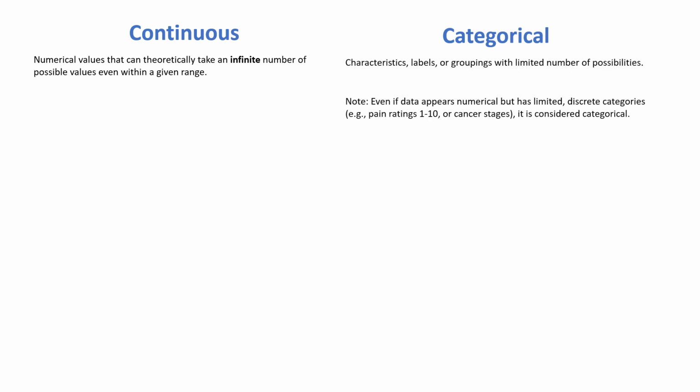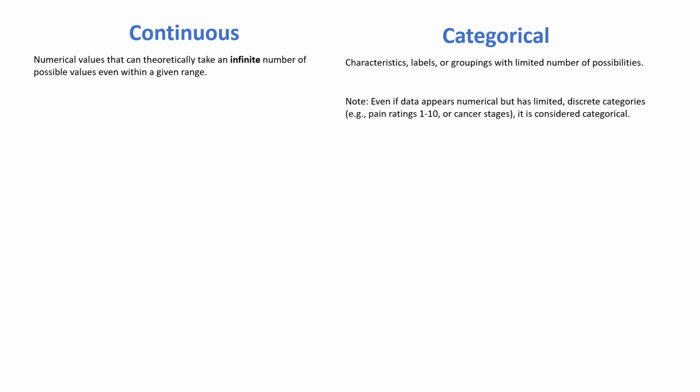Okay, so in a nutshell, for the sake of summarizing or even analyzing the data, we can classify our variables into two types: continuous variables and categorical variables. Continuous variables are numerical values that can, at least theoretically speaking, take an infinite number of possible values, even within a given range. Categorical data, on the other hand, are characteristics, labels, or groupings which can have only a limited number of possibilities.